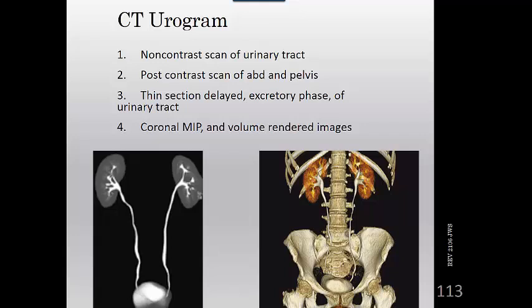A special study that's becoming popular with a lot of the nephrologists is the CT urogram, or the CT IVP. It's a comprehensive multiphasic evaluation of the urinary tract. The protocols basically consist of a non-contrast scan of the urinary tract, and then a post-contrast scan of the abdomen and pelvis. Then thin section delays of the excretory phase of the urinary tract, and these thin section delays can go on for 5 to 10 and on and on.